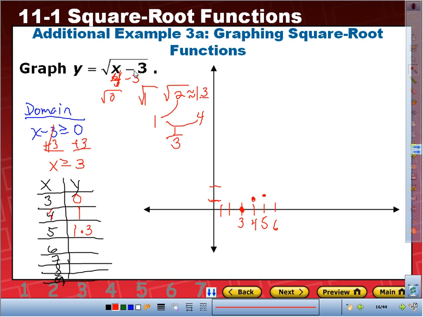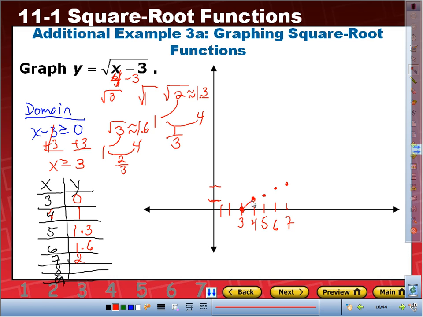What is 6 minus 3? So what is square root of 3? Let's see, it's between 1 and 4. So same process. This is 1 point. Subtract this. This is 2. This is 3. So what is 2/3? 1.6. 1.6 is about right there. Go to 7. What is 7 minus 3? What is square root of 4? 2. So this is 7, 2. And I'll stop right there.